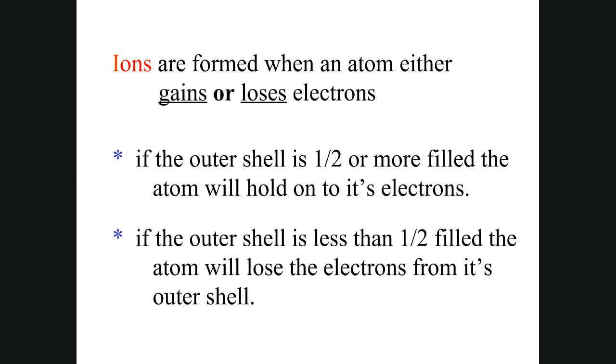Okay. If the outer shell is half or more filled, the atom will tend to hold on to its electrons. Well, that's true. It'll tend to hold on to them. If the outer shell is less than half filled, the atom will lose electrons from its outer shell. So less than half filled means like 1 or 2. It can tend to lose those in its outer shell, especially if it's the second or third or fourth shell, because the maximum they can hold is 8. If they have half or more, they'll hold on to them. But if they have less than half, 1 or 2, they're going to tend to lose them and form charged atoms, which are called ions.